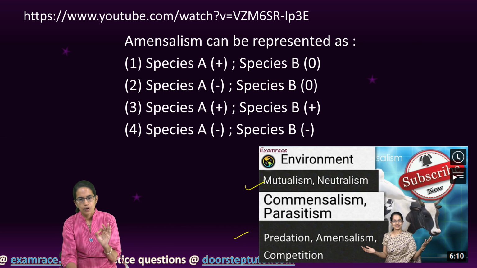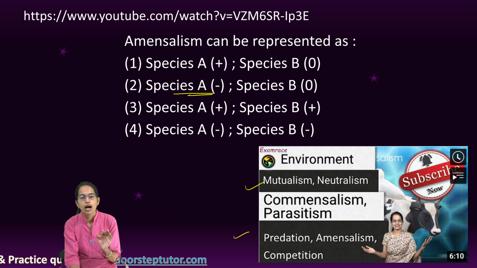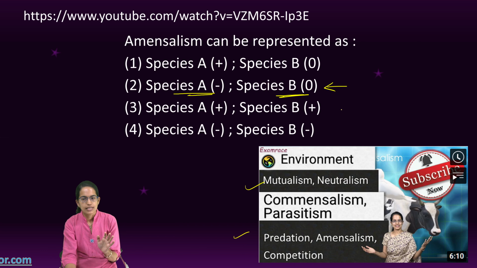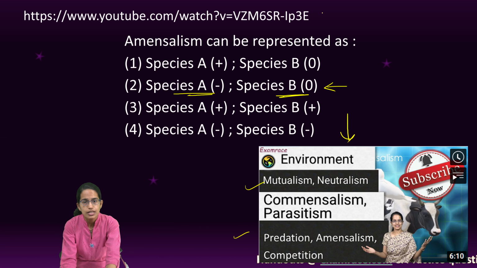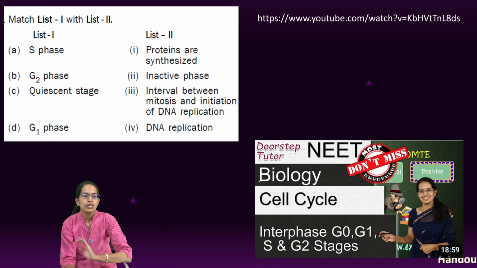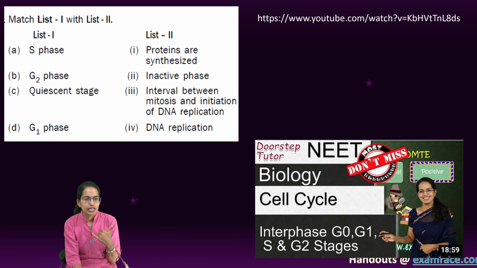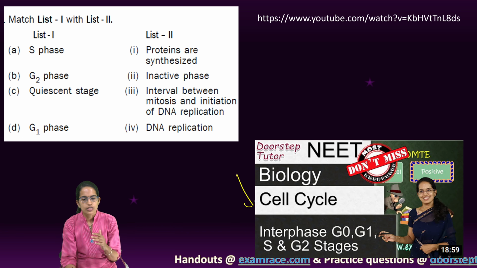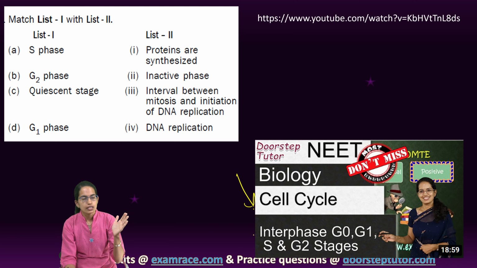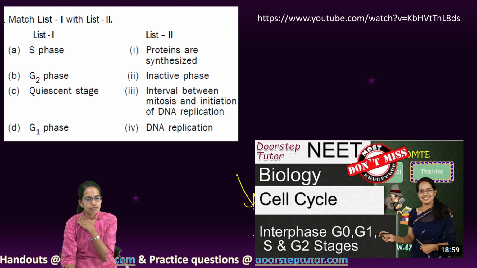Amensalism is a process where one of the species is harmed, the other is unaffected, and we call this process as amensalism. So in this video we have covered all the 7 types along with their examples, a very important topic, so don't miss it. The next is we have the various phases and which phase relates to what. So again a very direct question of cell cycle interphase, the various phases under interphase, so we have covered that separately.